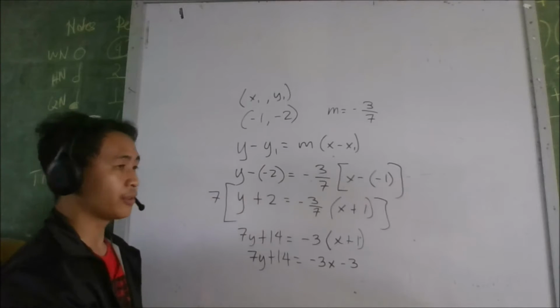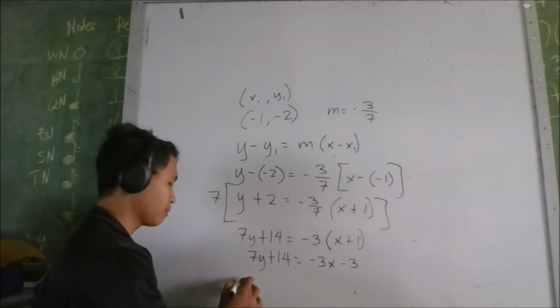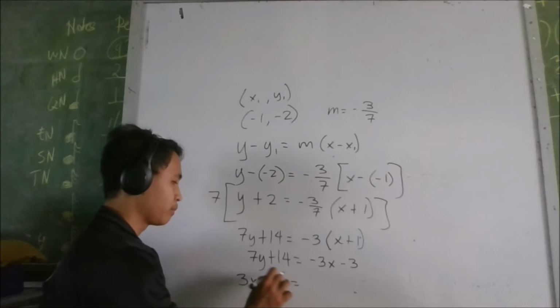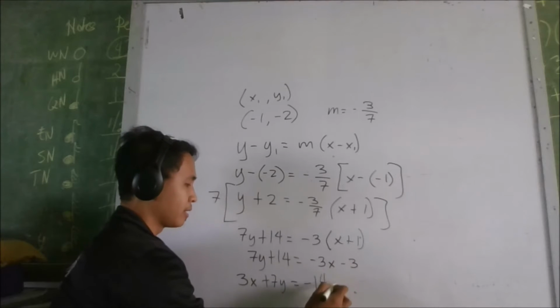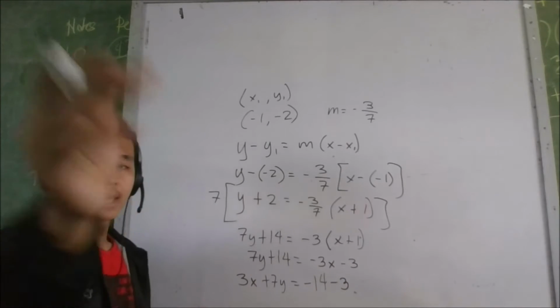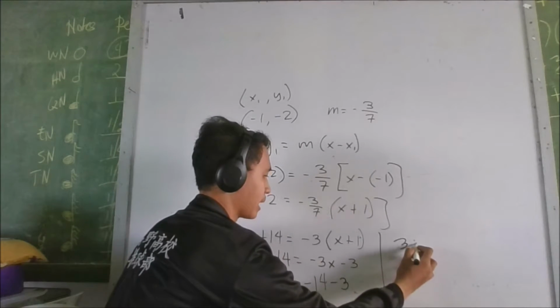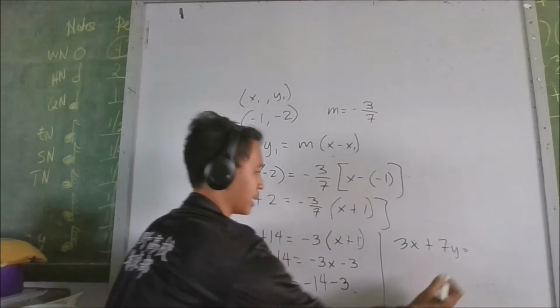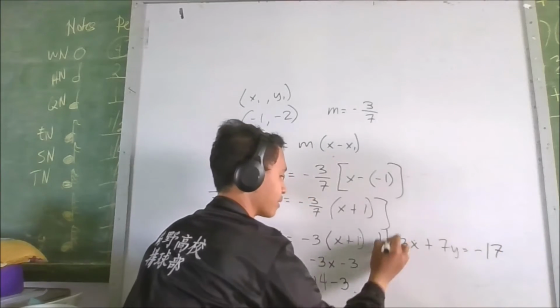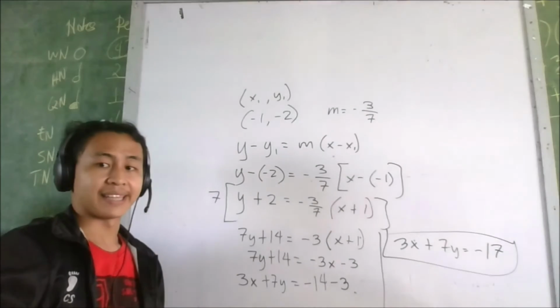Okay? Again, we follow the standard form. So, all the variables should be on the left. Negative 3x transposed to the other side becomes positive 3x plus 7y. And then positive 14 transposed to the other side becomes negative 14 minus 3. Okay? And that would be equal to 3x plus 7y. So, 3x plus 7y equals negative 14 minus 3, which is negative 17. So, this is our final answer, or that is the equation of the line.